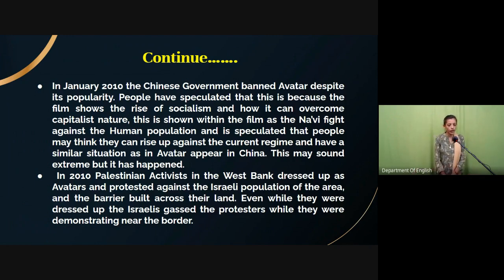In 2010, Palestinian activists in the West Bank dressed up as Avatar characters and protested against the Israeli population of the area, and the barrier built across their land. Even while they were dressed up, Israelis gassed the protesters while they were demonstrating near the border.